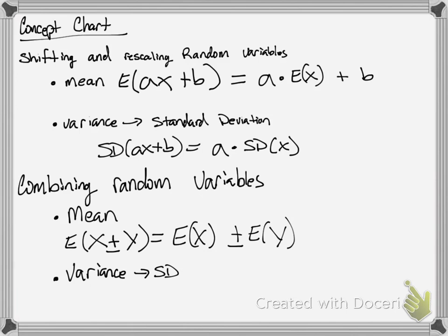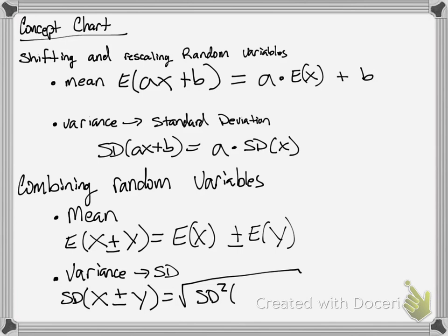Now when we talk about our variance and our standard deviation, the standard deviation of our random variable X plus or minus our random variable Y is just going to be equal to the square root of our standard deviation squared of X, and it's always going to be, you have to remember this, plus our standard deviation squared of Y. Big concept: no matter if we're adding or subtracting, we always add the standard deviations squared under the square root symbol.